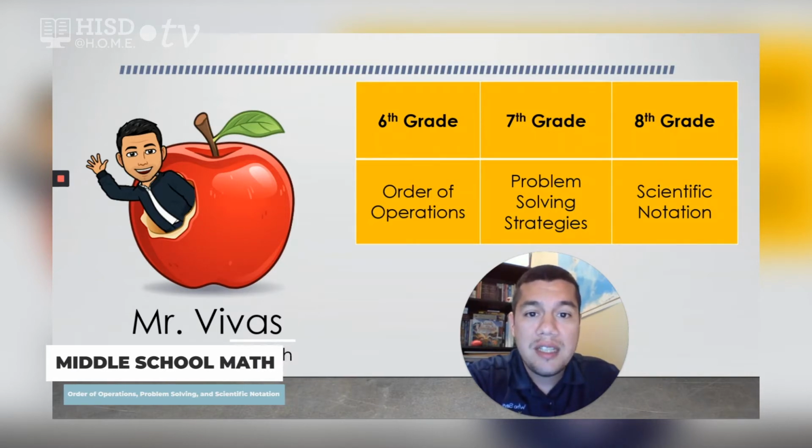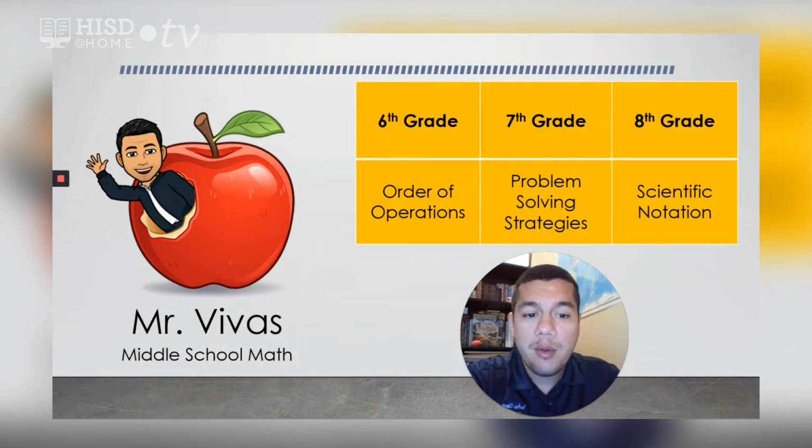Today, we are going to be talking in three different sections. We're going to have sixth grade. We're going to learn about order of operations. Seventh grade is going to learn about problem-solving strategies, and eighth grade is going to learn scientific notation.